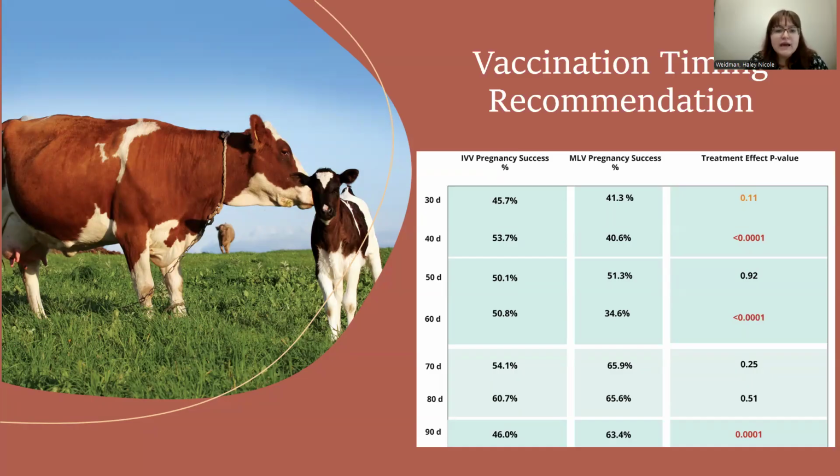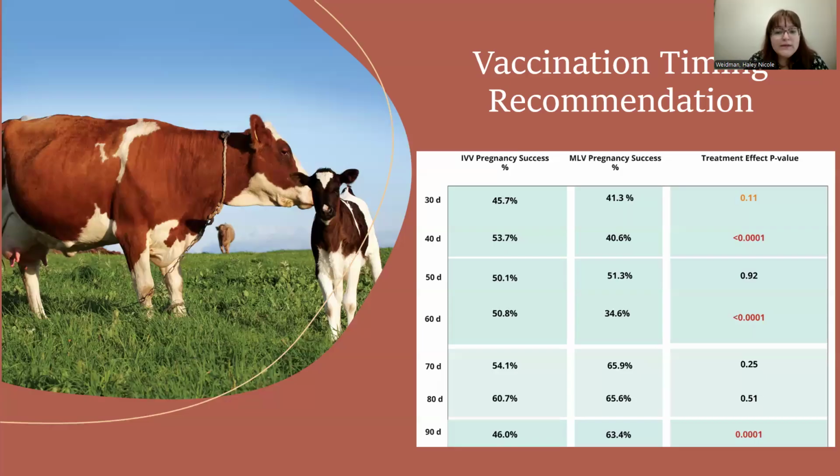So looking down, you can see at 40 days, there was a statistical difference between those animals that received that inactivated vaccine, represented by IVV, and those animals that received that modified live vaccine, represented by MLV. On 40 days, animals receiving that inactivated vaccine had a pregnancy success rate of 53.7%, but those receiving that modified live vaccine had a success rate of 40.6%, showing a statistical difference on that particular day between the vaccine treatment groups.